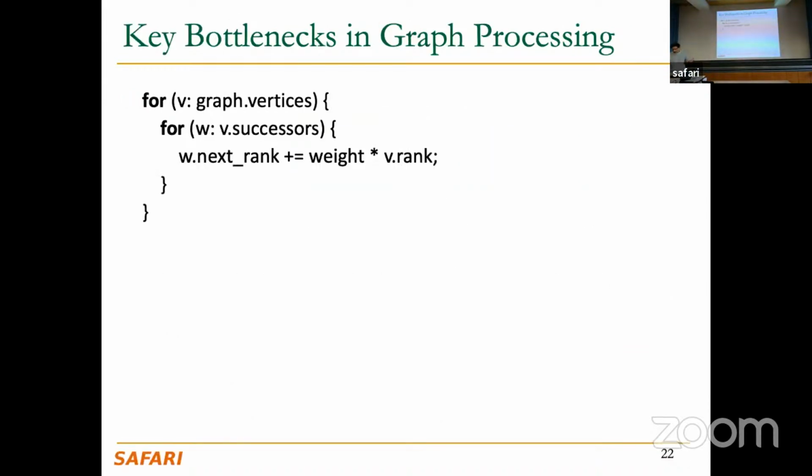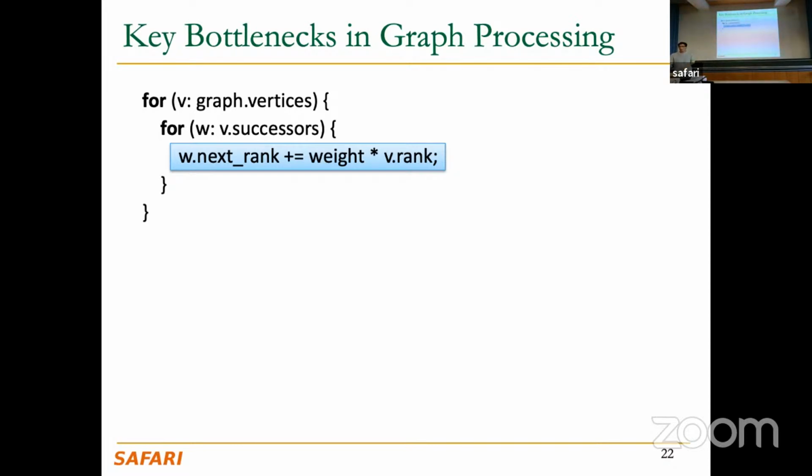I have already mentioned the key bottlenecks for graph processing, but here you can see a very good example. This is PageRank, a graph processing algorithm widely used in some real world applications. As you see in this PageRank, what we are doing is going through, with the outer loop, all the vertices of the graph, and then we go through the successors of these vertices, the neighbors of these vertices. And for these neighbors, W, we update a certain characteristic, that is the next rank.